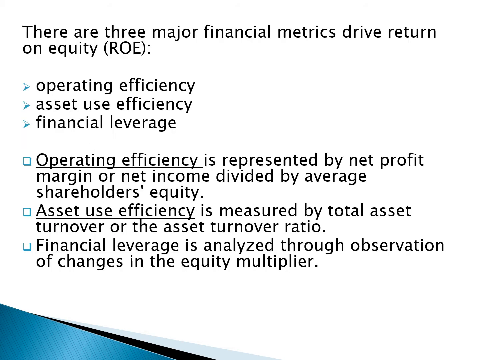There are three major financial metrics that drive return on equity, that is operating efficiency, asset use efficiency, and financial leverage. Operating efficiency. It is represented by the net profit margin or net income divided by average shareholders' equity. Asset use efficiency. It is measured by total asset turnover or the asset turnover ratio. Financial leverage. It is analyzed through observation of changes in the equity multiplier.